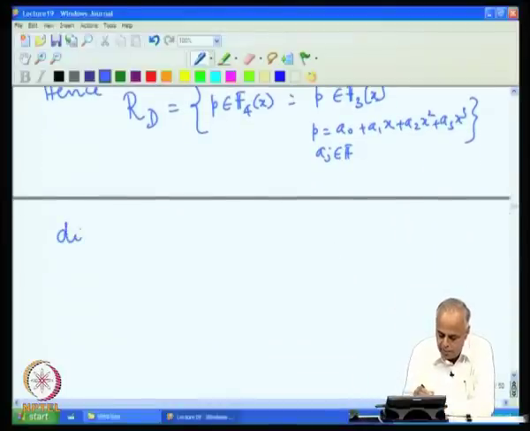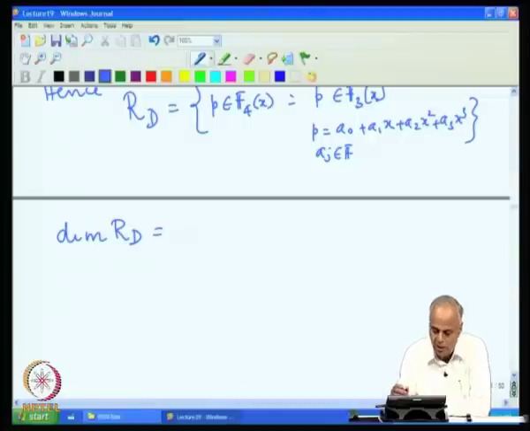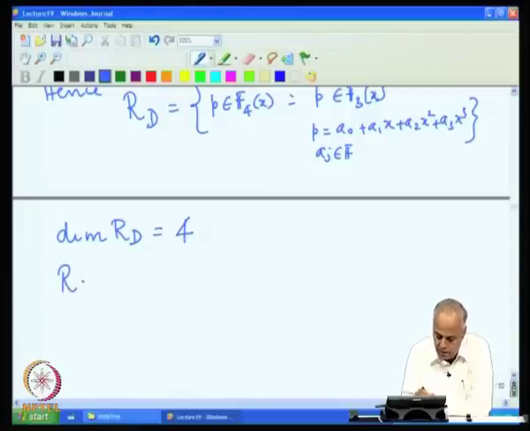Now, what is the dimension of R(D)? We have seen that 1, x, x squared, x cube form a basis, and therefore, the dimension is 4, and therefore, rank D, which is rho(D), is equal to 4.